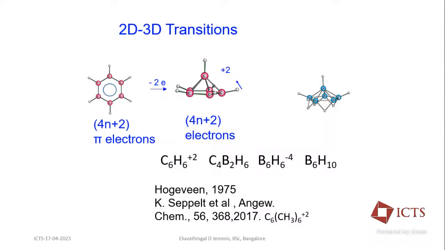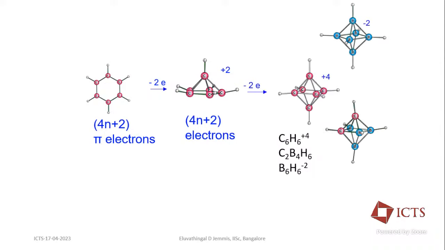Now, why am I going through this? There is an attempt to get to boron by removing electrons from carbon, right? So if you remove 2 more electrons, we have C6H6 plus 4. That's of course not known. But if you replace 4 carbons by 4 borons, it becomes neutral. So this is C2B4H6, that is known. B6H6 minus 2, if you replace all of the carbons by boron, that's also known. So we have suddenly found that, just by removing electrons from benzene, you can get to polyhedral molecules. And there's a lot of chemistry that is interesting.